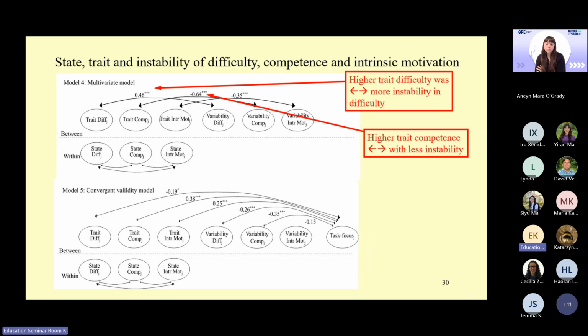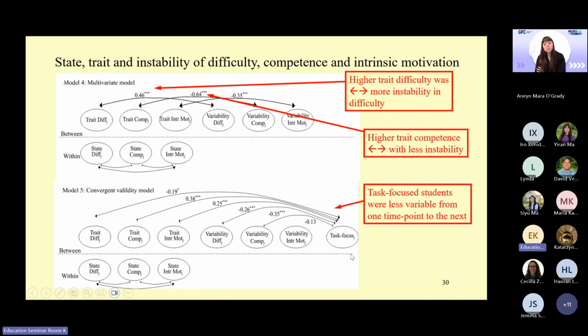And then to look at convergent validity, we included task focus here in the model. And task-focused students were less variable from one time point to the next. So they stayed on task. We see that the ups and downs are smaller than those for less task-focused students.